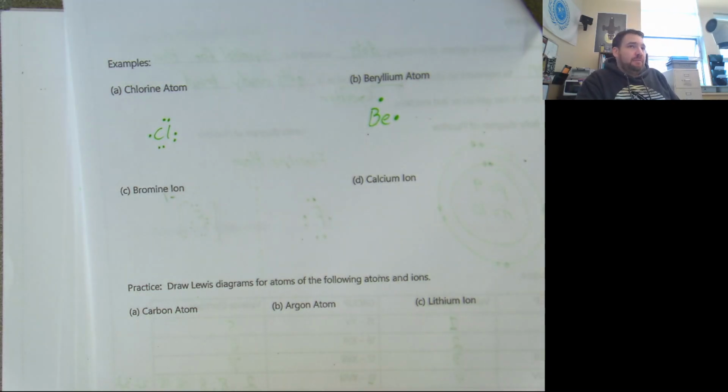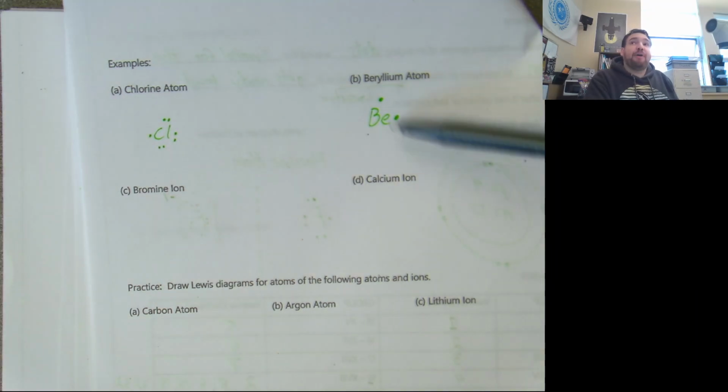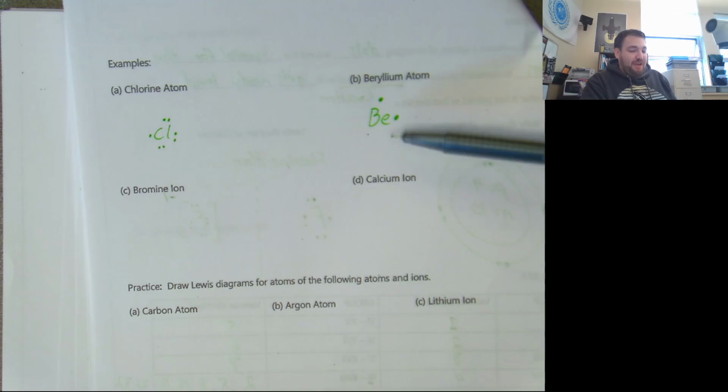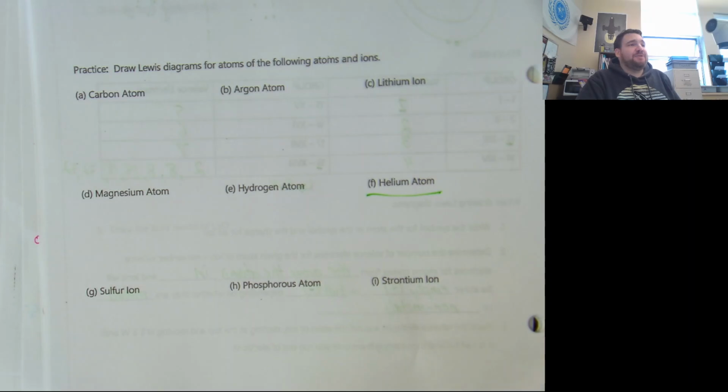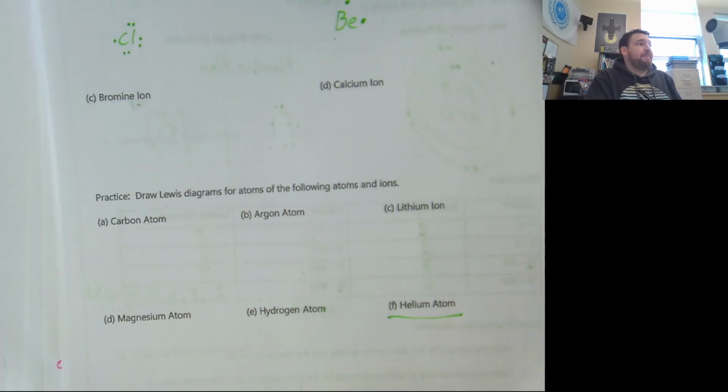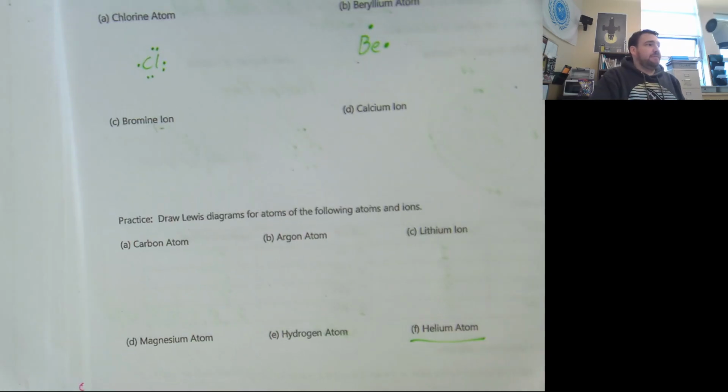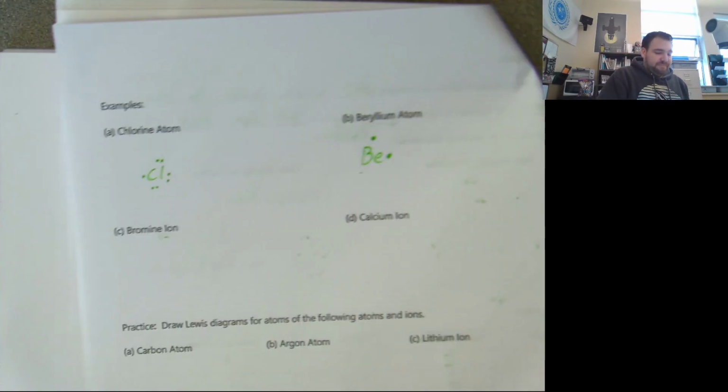What is it? Helium. If there's 2 in the first shell, that first shell can only hold 2. You wouldn't separate them, you'd pair them. So for this question down here as part of your homework, that was my trick. Good question. If it's in the first shell and there's 2, you would pair them up immediately because there's no space to go around. Good question.